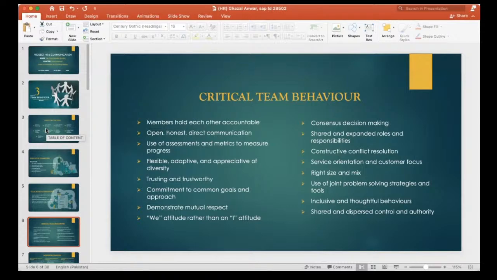Every person should have a service orientation and customer focus. They should use joint problem solving strategies and tools. They should show inclusive and thoughtful behavior. They should show shared and dispersed control and authority.